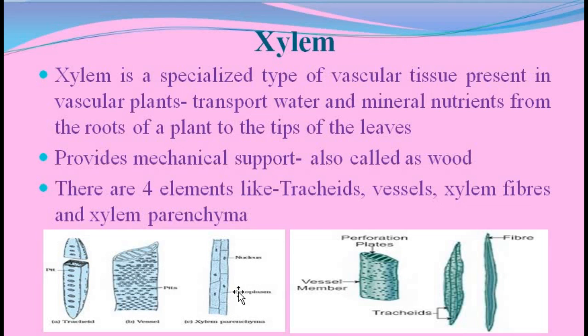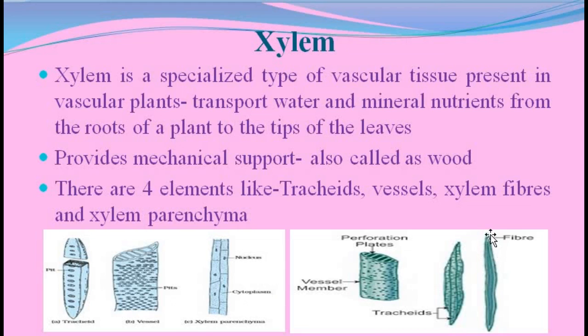Then coming to the third element in the xylem, that is called the xylem parenchyma. The parenchyma cells associated with the xylem are called xylem parenchyma, which stores food and generally helps in lateral conduction of water and minerals. This xylem parenchyma is the only living tissue in the xylem; all the other 3 elements, tracheids, vessels and xylem fibers, are dead cells.